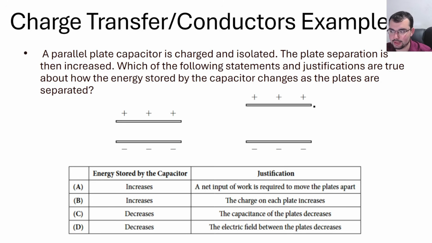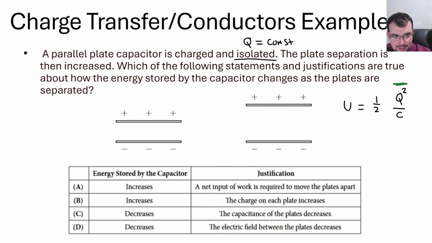Parallel plates, charged and isolated, the plate separation is increased. Which of the following is true about the energy stored? So if I'm dealing with an isolated capacitor, this means that Q is constant. So because of that, the helpful energy formula is going to be U equals 1/2 Q squared over C. And I know that Q is constant. So I just have to figure out what's happening to C.